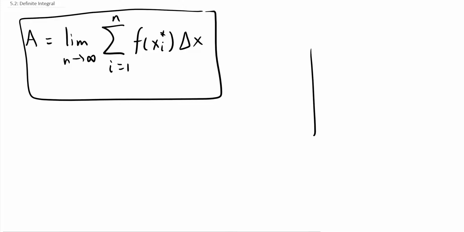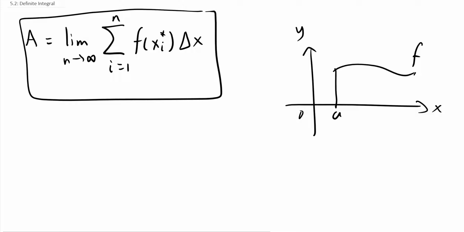Area under the curve, function f, say from a to b. So that was the area. And delta x was the width of the rectangle. And then we found the sum as a function in n, and then we passed the limit as n goes to infinity. And that actually gave me the exact area under the curve.